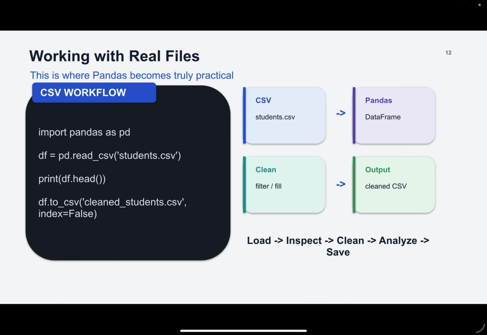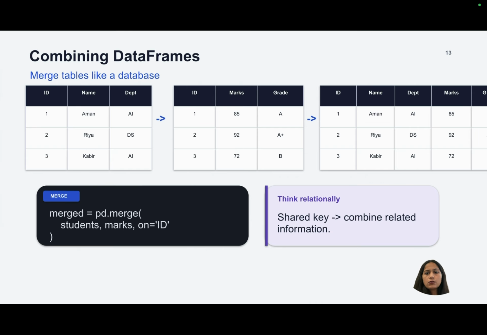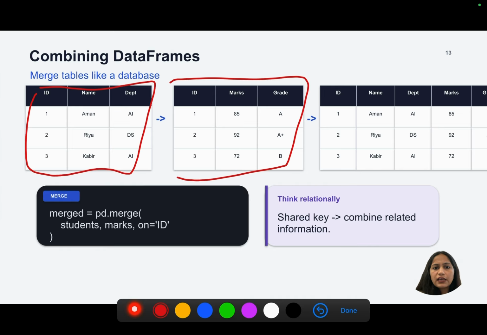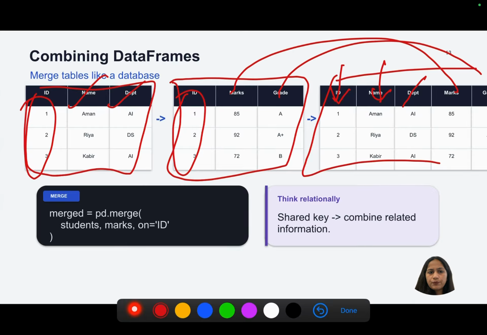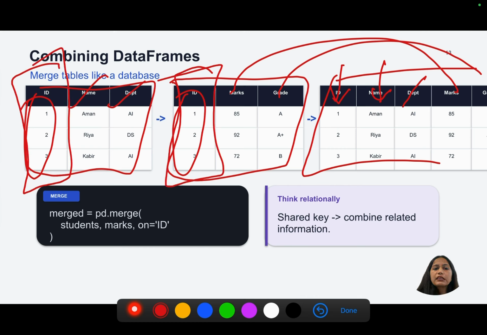Let us step back. This is how we merged. This is one table, this is another table. I am merging it on the basis of ID. So the final table will contain ID, name from here, department from here, marks from here, and grades from here. So there must be one common key value on which it will be combined.